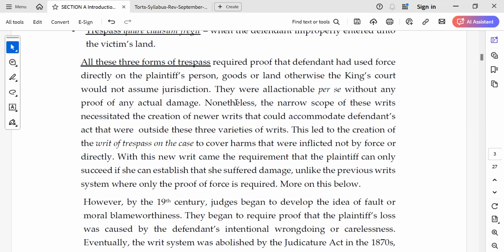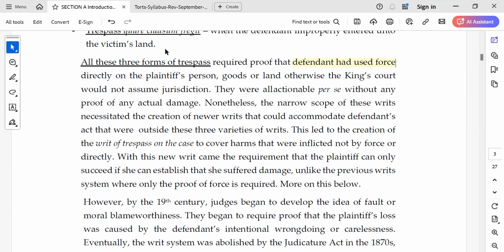required proof that the defendant had used force directly on the plaintiff's person, goods, or land. So, what is required to see? The defendant used force. That is important to show, directly on the plaintiff's person, goods, or land. जो भी writ के अंदर होता है, whatever writ you are filing, under that you have to see the elements are matching. Then, land, otherwise the king's court would not assume jurisdiction. So if the jurisdiction has to come there, then the force should have been directly applied by the defendant on that goods, person, or land.